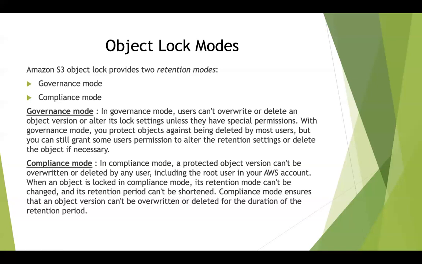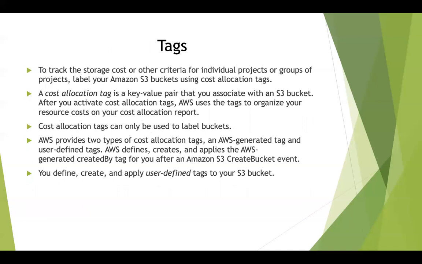The next property that we are going to look at is tags. Tags is very easy to understand. In one way, it's just a key value pair that you allocate to a particular resource. So to track the storage cost or any other criteria for your individual projects or group of projects, you can label your S3 buckets using cost allocation tags. A cost allocation tag is nothing but a key value pair that you associate with a bucket.